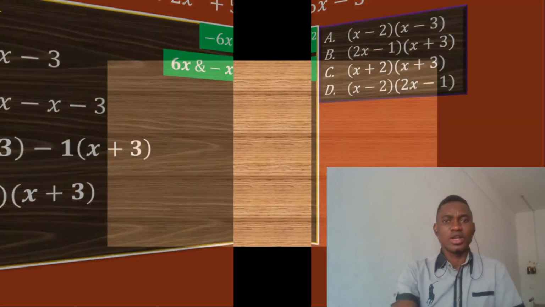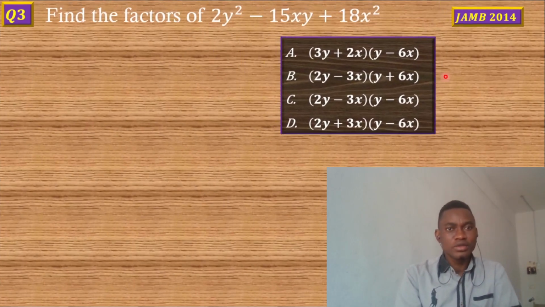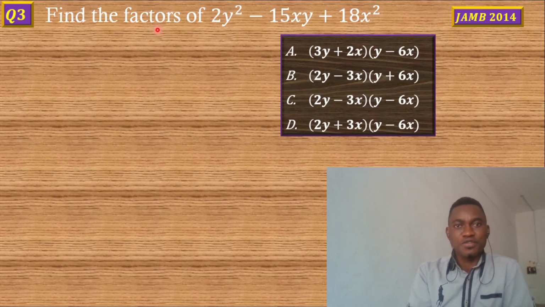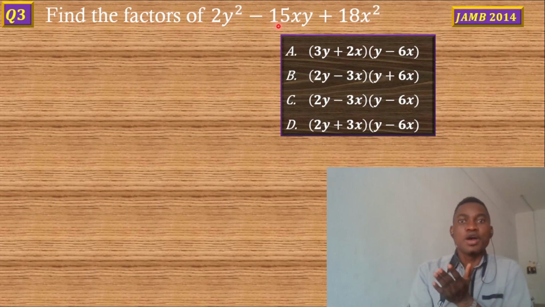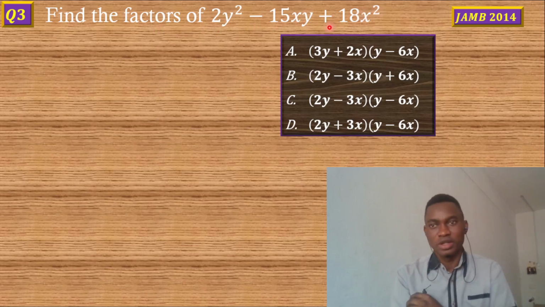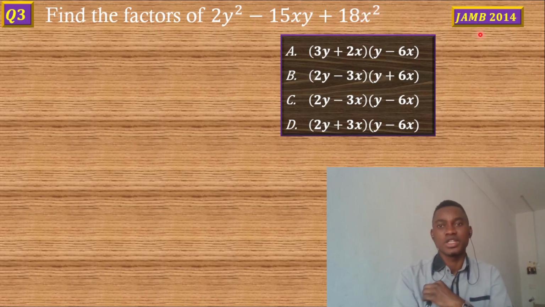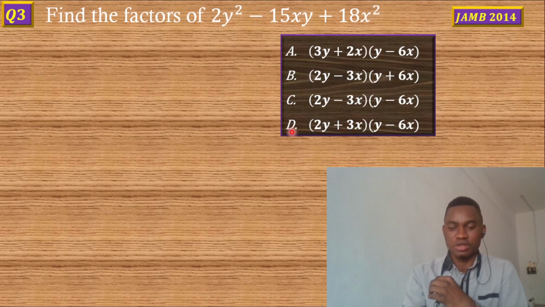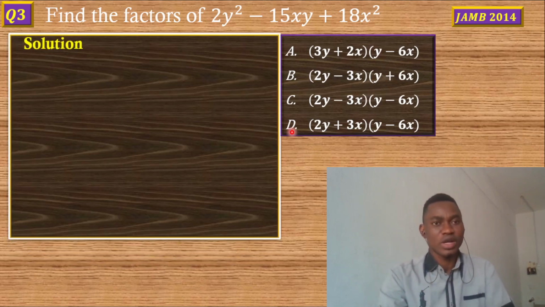2017 question. Okay, let's quickly look at the third question. We are given to find the factors of 2y squared minus 15xy plus 18x squared. This is JAMB 2014, and here are the options. Okay, let's look at the solution, guys.